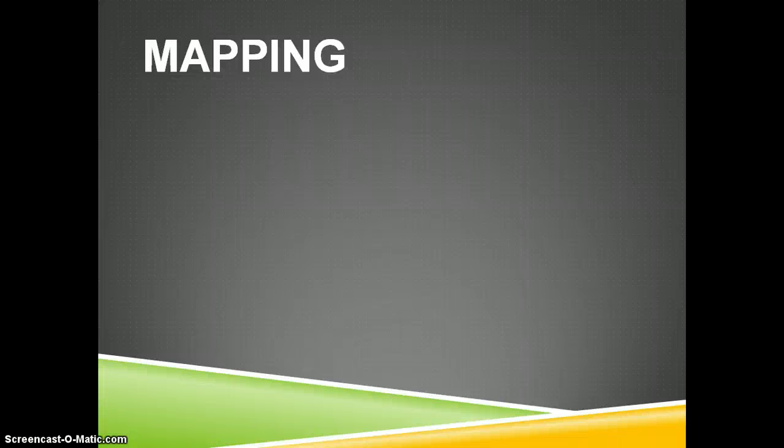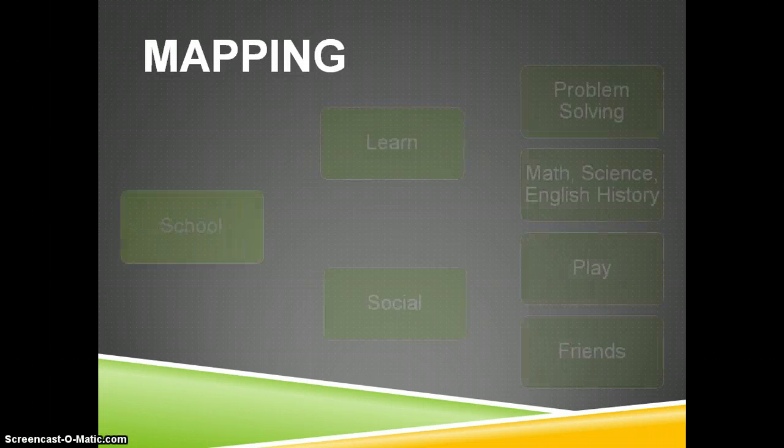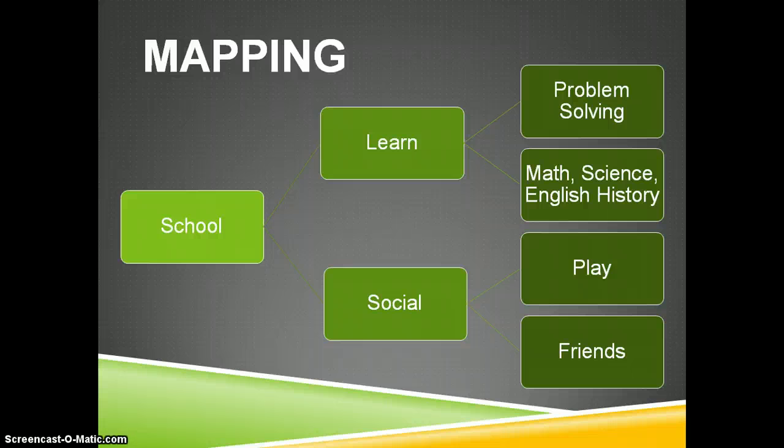Mapping is compared to webbing because ideas that relate to the central idea branch off. I will ask the class to help me branch off ideas from the topic of school. School can branch off into learning and socializing. When students learn in school, they learn about problem solving, math, science, English, and social studies. Socializing can make friends and help students learn to play with others.